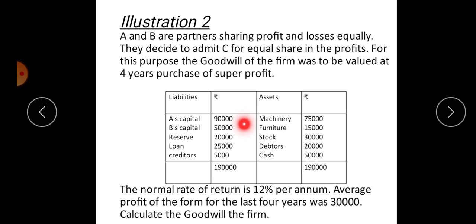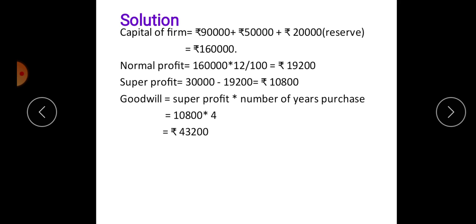Now see, we can calculate the total capital of the firm using the capital and reserves total. So 90 plus 50 plus 20, it will be 1,60,000. The other method is assets minus liabilities. The total of assets is 1,90,000 minus total external liabilities 30,000. So 190 minus 30, it is 160. In both the cases, capital employed is 1,60,000. Here I have used the first method, that is capital plus reserves, 90 plus 50 plus 20. So capital of the firm is 1,60,000.